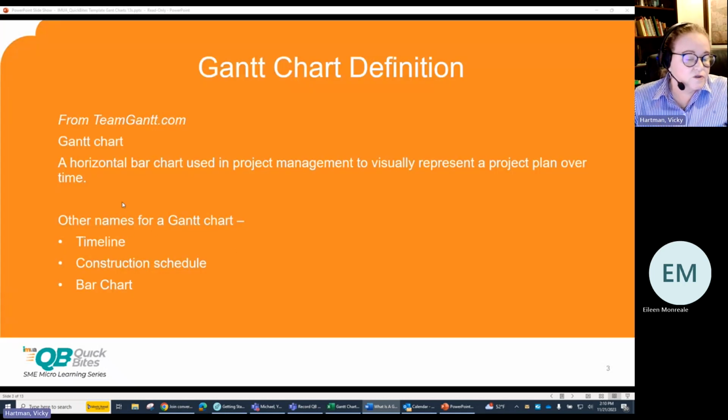Simply put, a Gantt chart is a horizontal bar chart used in project management to visually represent a project plan over time. It can be used for any type of project, but for our purposes today, it's specific to a builder's risk project. Other names you might hear instead of a Gantt chart are a timeline, a construction schedule, or a bar chart. They all refer to the same concept.